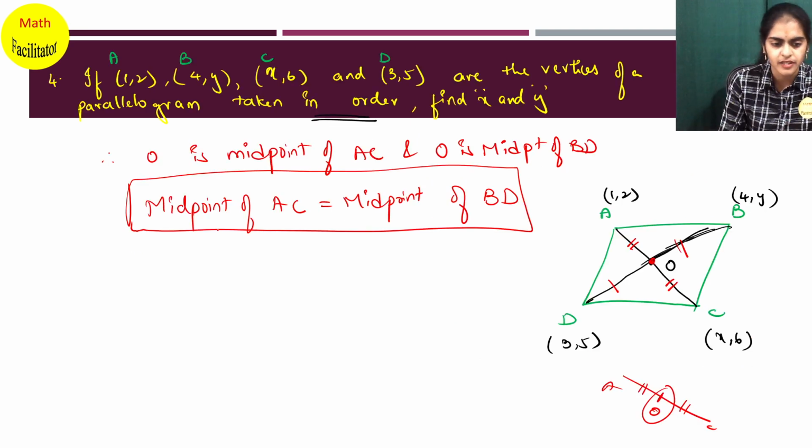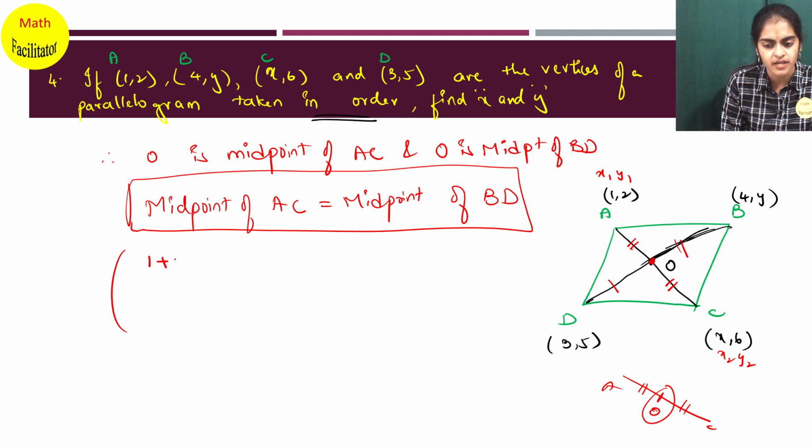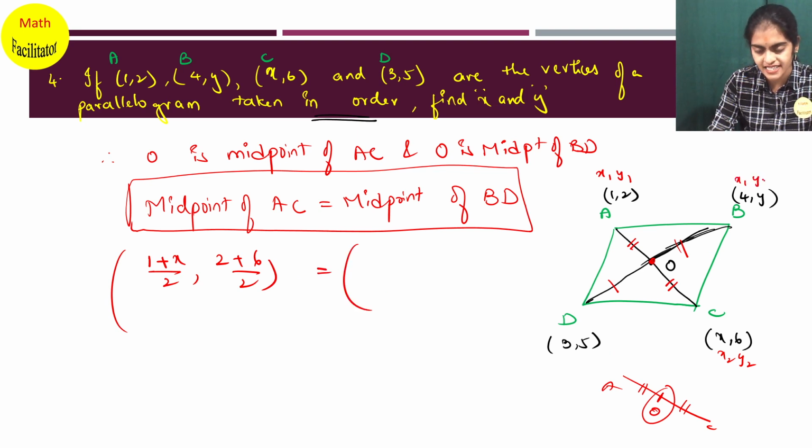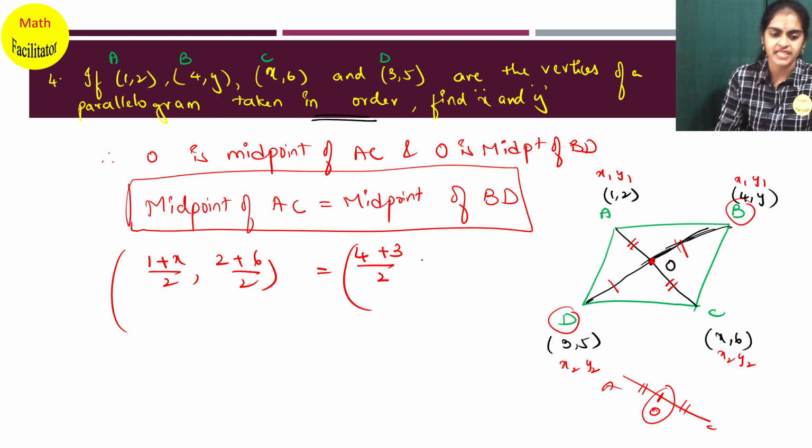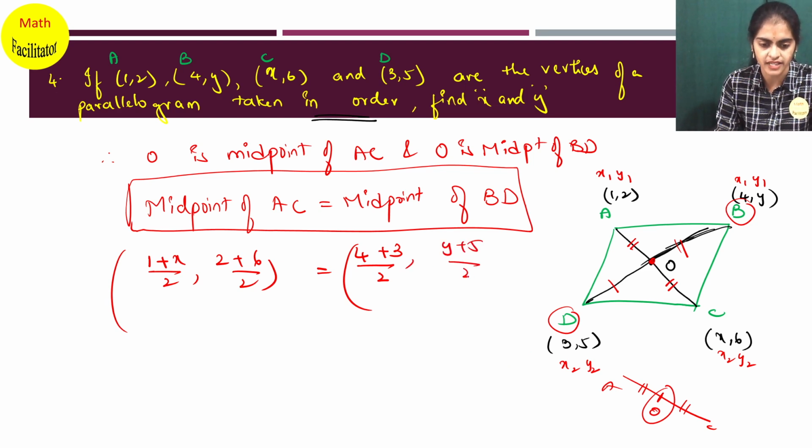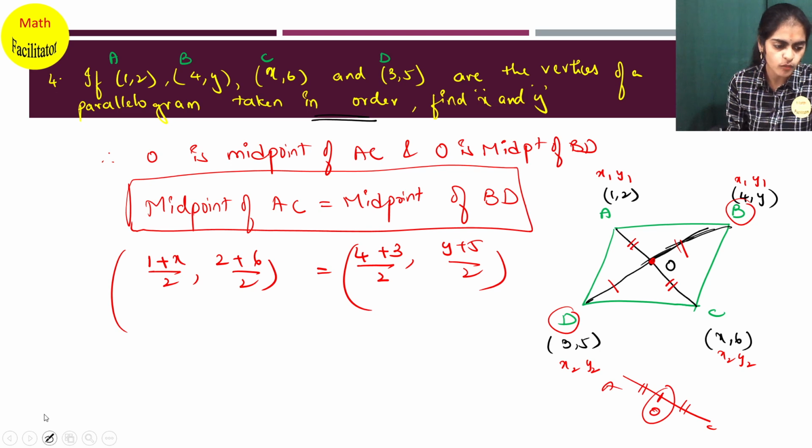Clear? So here let me use the midpoint of AC. I take A as (x1, y1) and C as (x2, y2). The midpoint formula is (x1 plus x2) by 2, (y1 plus y2) by 2. This midpoint is equal to the midpoint of BD. So I'll take B as (x1, y1) now and D as (x2, y2). So again (x1 plus x2) by 2 and (y1 plus y2) by 2. Now again see, these are two points and the two points are equal. So what can I say when two points are equal?